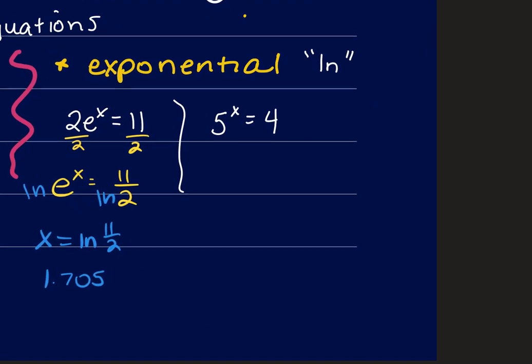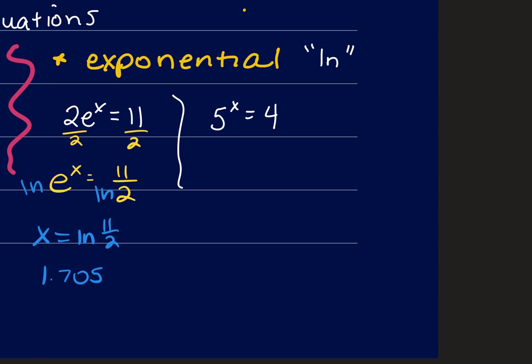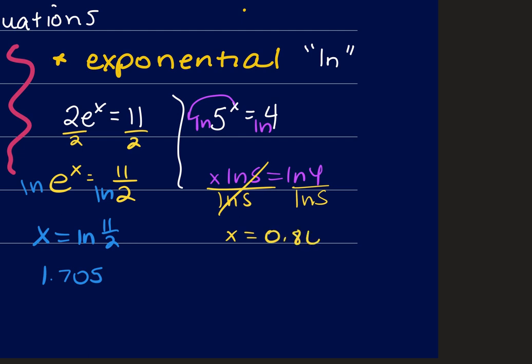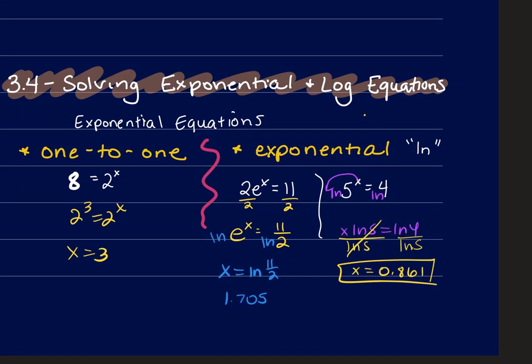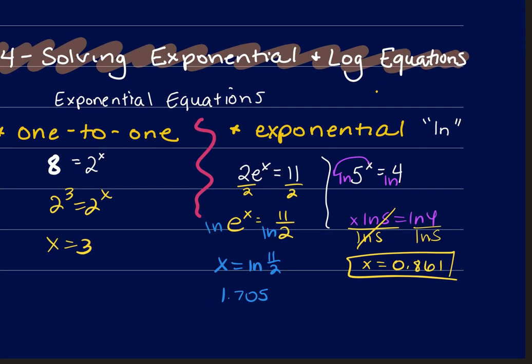And then the 5 to the x equals 4. We cannot change these to have the same base, so we're going to ln both sides of the equation. In this case, the ln 5 doesn't cancel out, but the x bumps to the front. And then I would divide both sides by ln 5. This time again, you have to close the parentheses after the 4. So ln 4, close the parentheses, divided by ln 5. 0.861. Questions on that one?